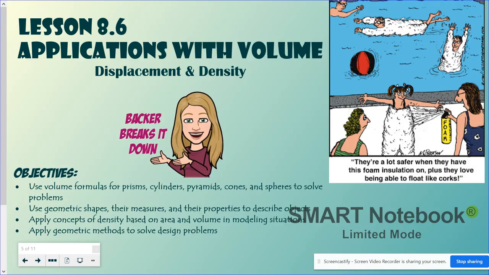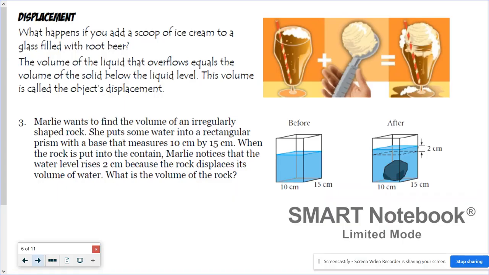In today's episode, I want to look at something called displacement and density. Okay, so displacement. What happens if you add a scoop of ice cream to a glass filled with root beer? The volume of the liquid that overflows equals the volume of the solid below the liquid level. And this volume is called the object's displacement.